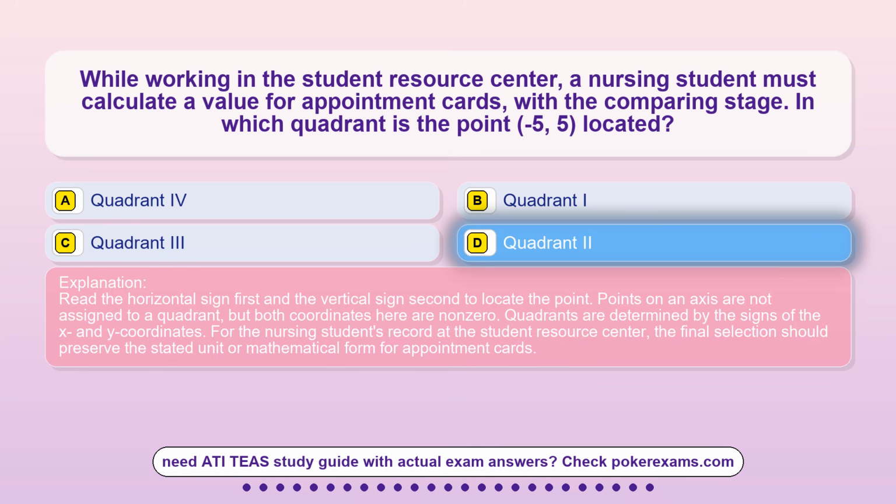Read the horizontal sign first and the vertical sign second to locate the point. Points on an axis are not assigned to a quadrant, but both coordinates here are non-zero. Quadrants are determined by the signs of the x and y coordinates. For the nursing student's record at the Student Resource Center, the final selection should preserve the stated unit or mathematical form for appointment cards.